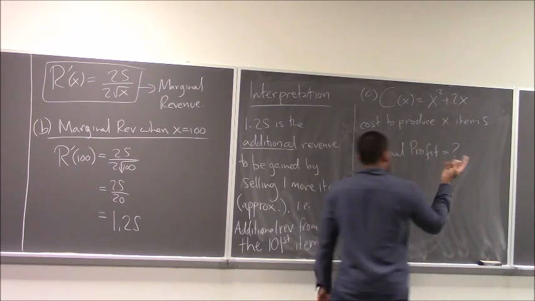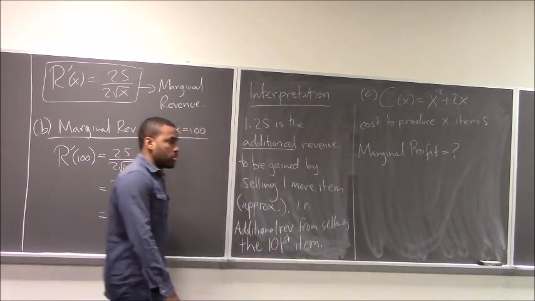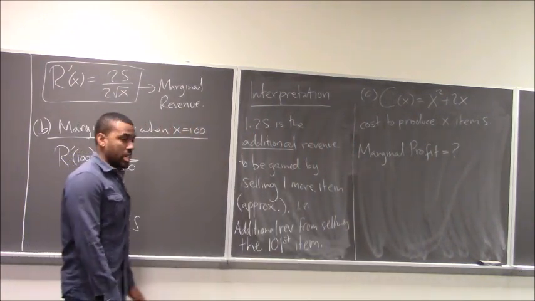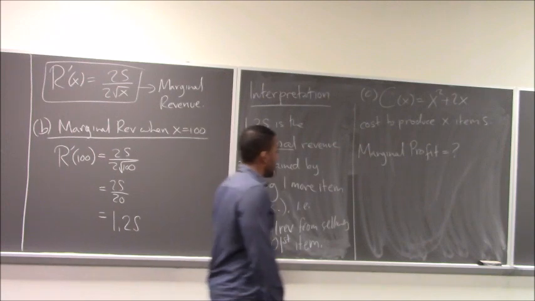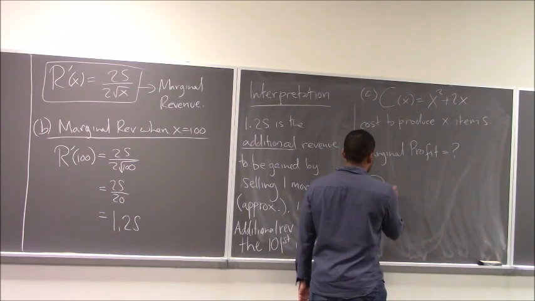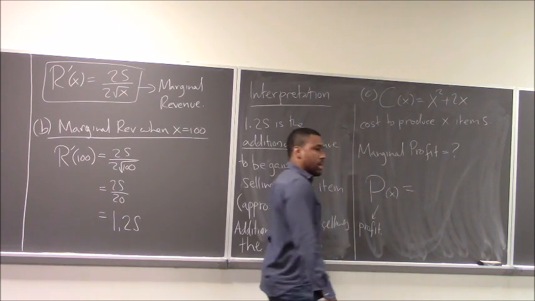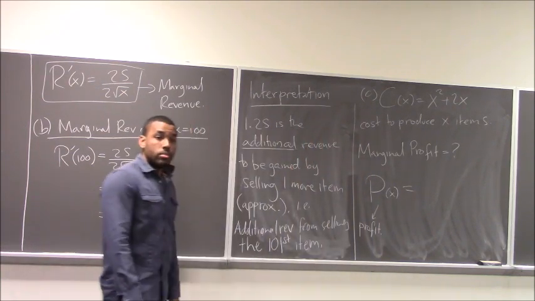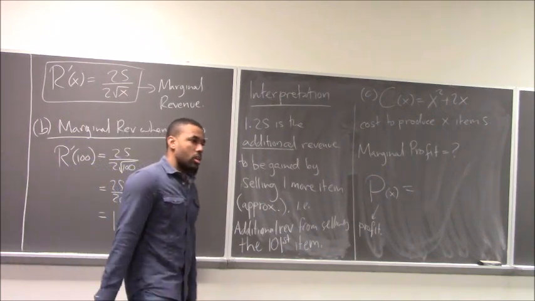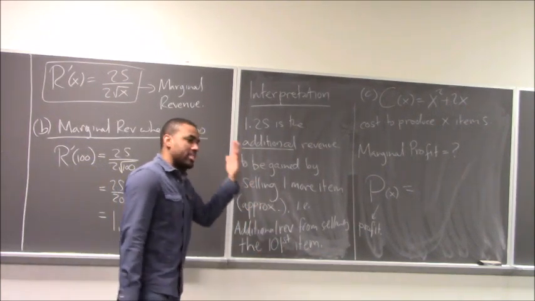So marginal profit just means derivative of the profit. The first thing we need to figure out is how do we find profit. If P of X is my profit function, how do you find profit? Revenue minus cost. So it's the amount of money you basically take home.